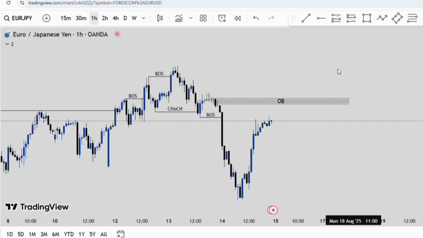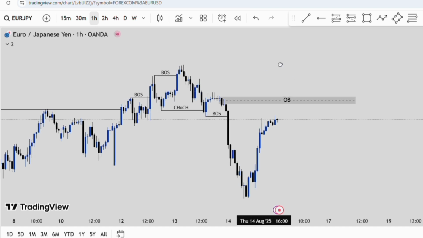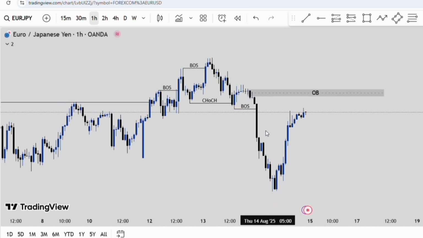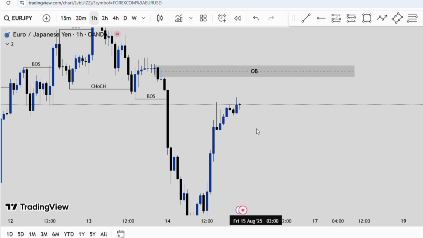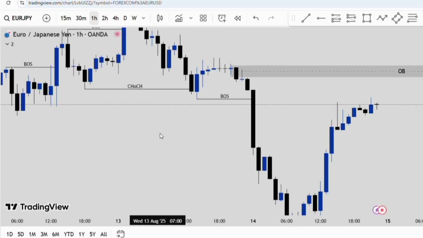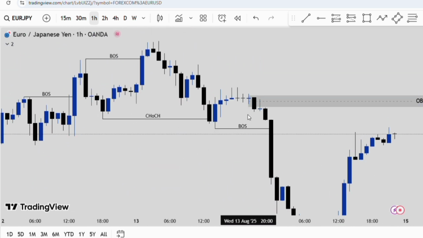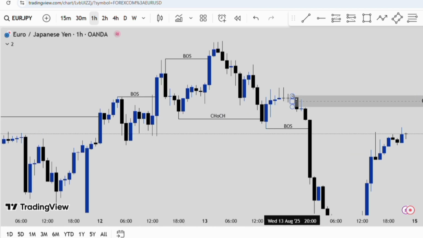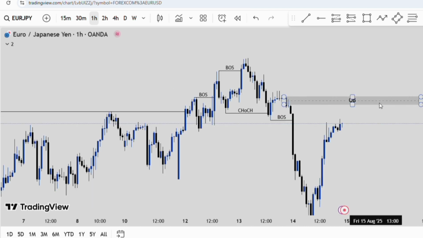Now, for example, looking directly at my chart, you can see that we have our order block marked out. Mere looking at it, if you zoom in, you will see that this is the last candlestick before the impulsive move begins. You can see it very clearly. This candlestick happens to be a bullish candlestick, so therefore this is a bearish order block.